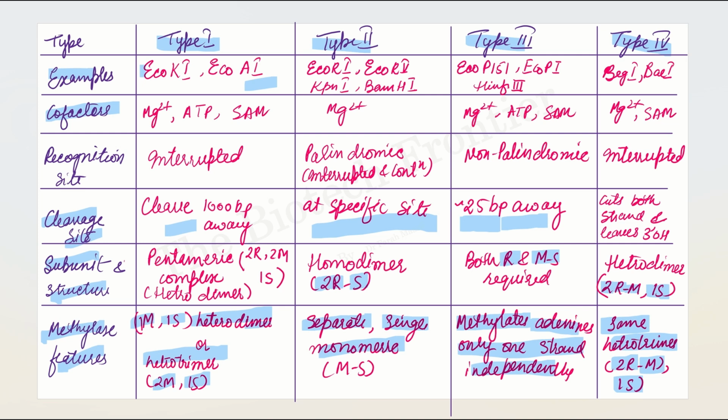So that is all about the restriction enzyme types 1, 2, 3, and 4. And these all have a wide range of applications, especially the type 2 restriction enzyme, which is widely used in cloning purposes, protein expression, DNA mapping, RFLP, preparation of DNA libraries, and studying of epigenetic modifications.